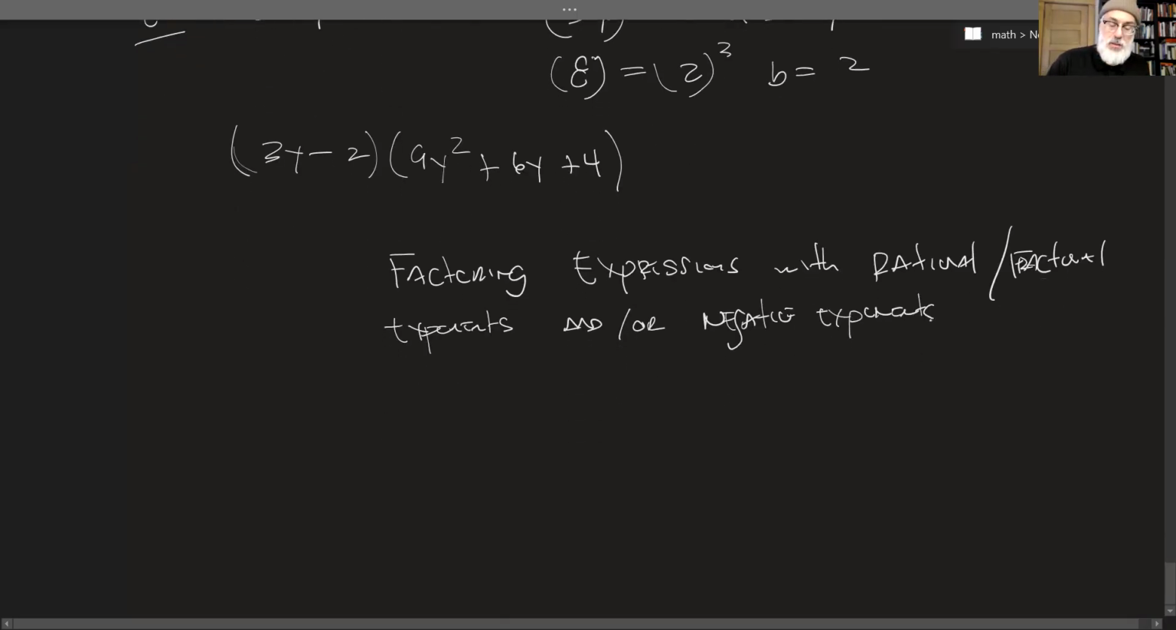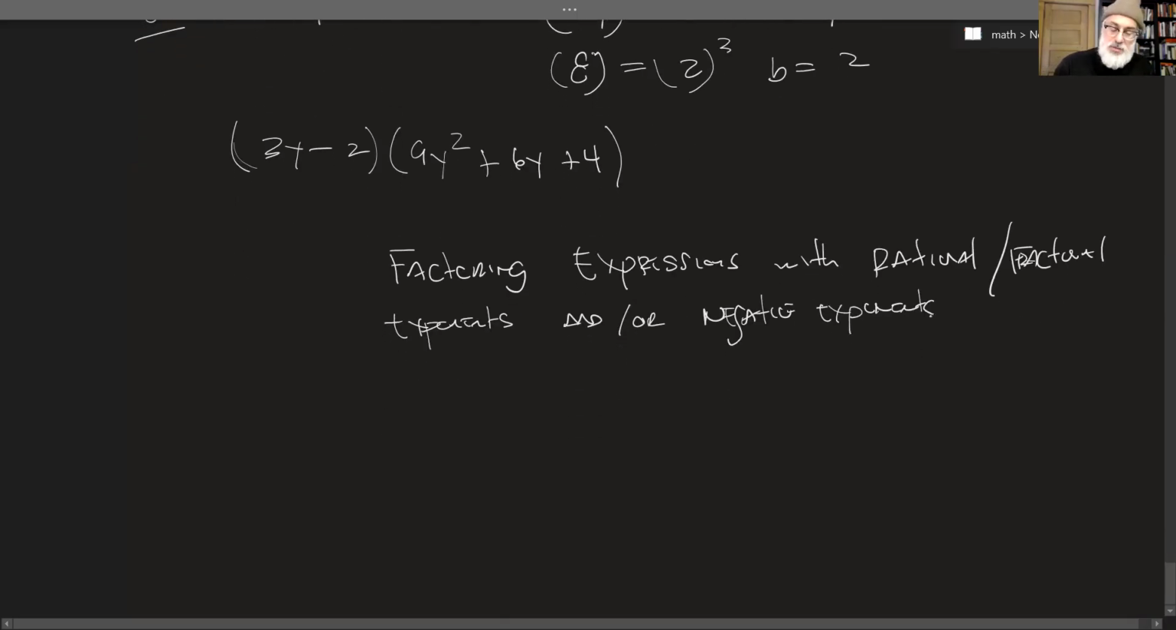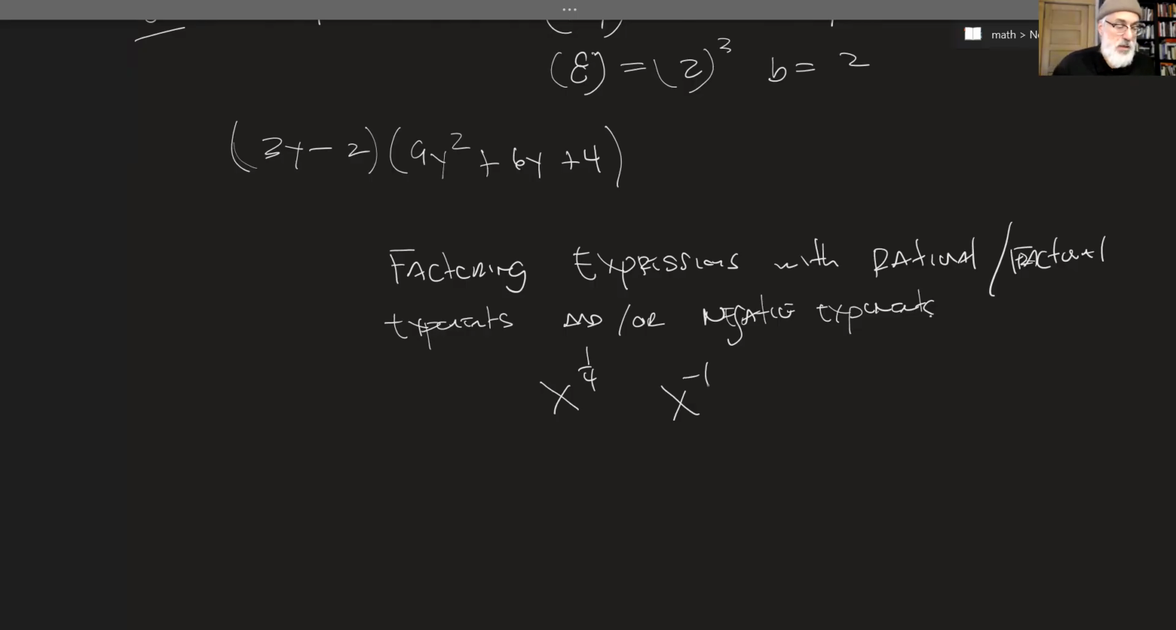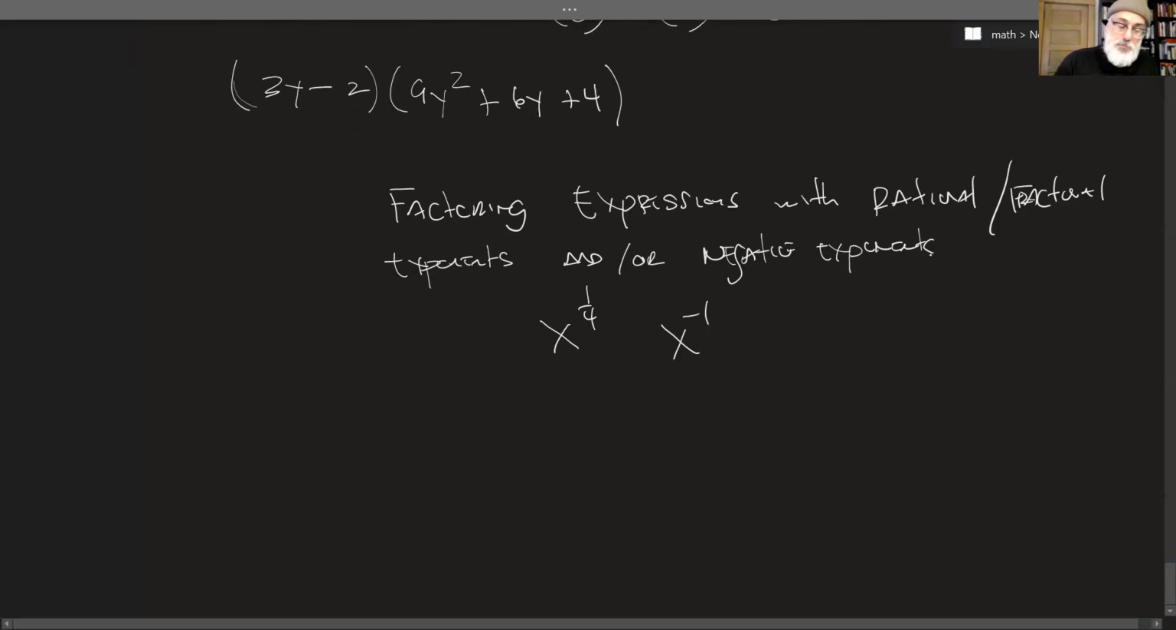So what do we mean? Again, if you need to review, go back to lecture 5 or 3. Negative and fractional exponents look like this. So the video on exponents, you can learn how to handle these. All the rules are in those videos. So I'm going to assume you know that. So let's look at an example. 2x to the 1/4 plus 3x to the 3/4. So we can still factor this.